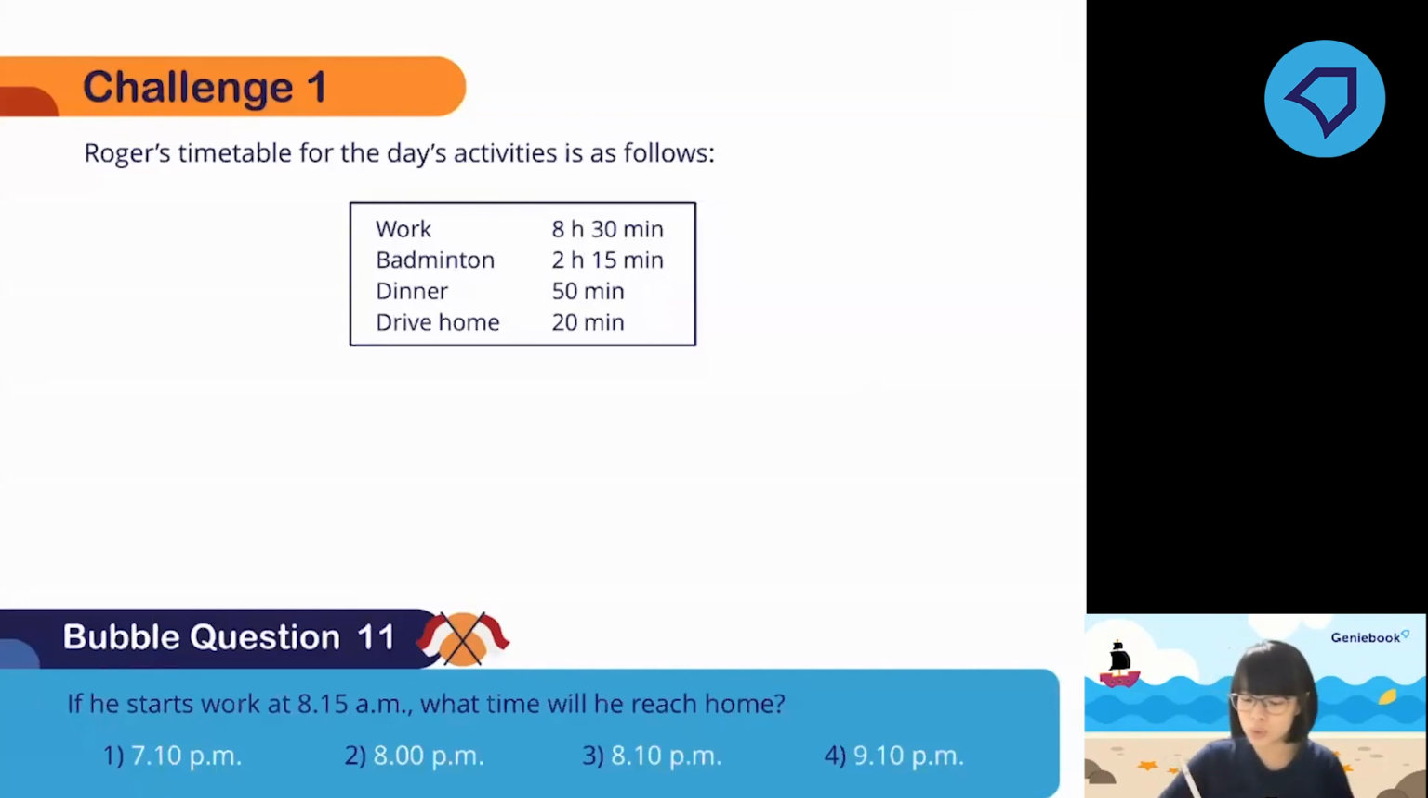For those of you who need help, can you please add the duration first? Take 8 hours, 30 minutes plus 2 hours, 15 minutes plus 15 minutes plus 20 minutes. Add the hours together, add the minutes. Then from the minutes, you got to convert to hours and minutes. And then from there, you can draw your timeline.